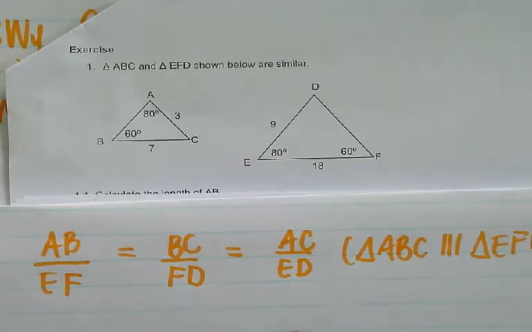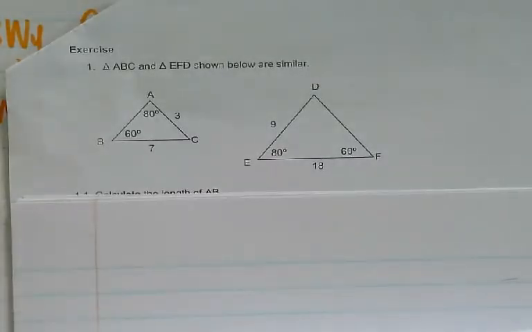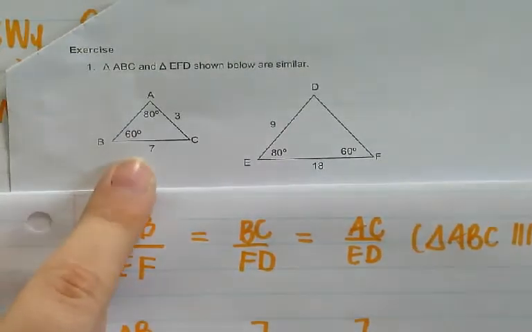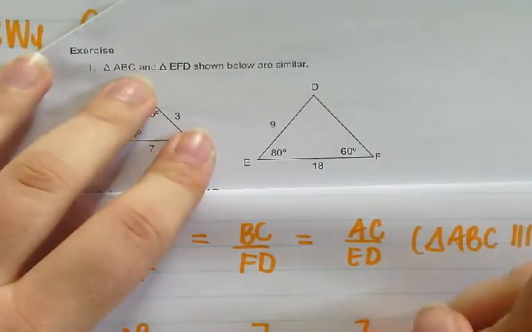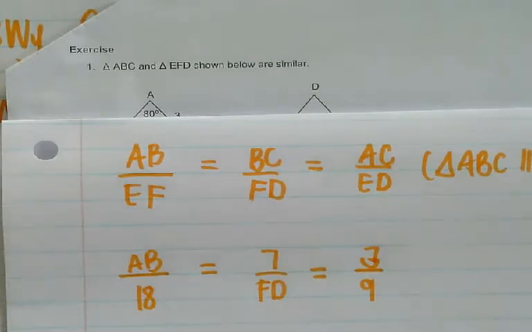Okay, your substitution should look like that. AB could not be substituted, so I left it as AB. EF was 18, BC was 7. Oh, I did something wrong here. BC is 7, FD is still FD. Then it was AC is 3, not 7, sorry. AC is 3, and then DE is 9. There we go, 3 over 9.